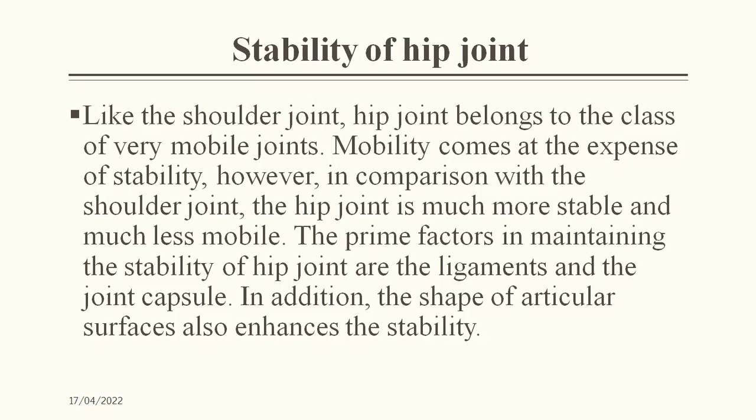The prime factors in maintaining the stability of the hip joint are the ligaments and the joint capsule. In addition, the shape of the articulating surface, as I told you, the lunate surface, the moon-shaped, horseshoe-shaped surface, also has a great role in providing stability to the hip joint.